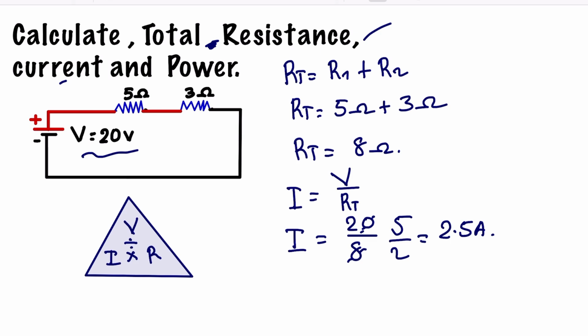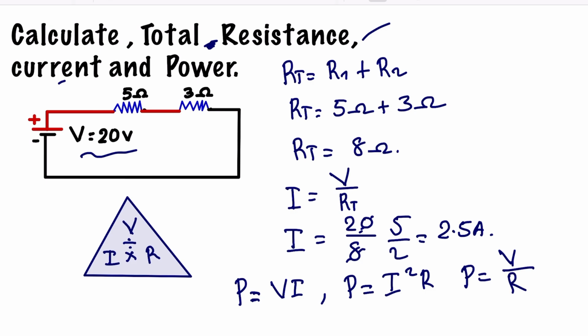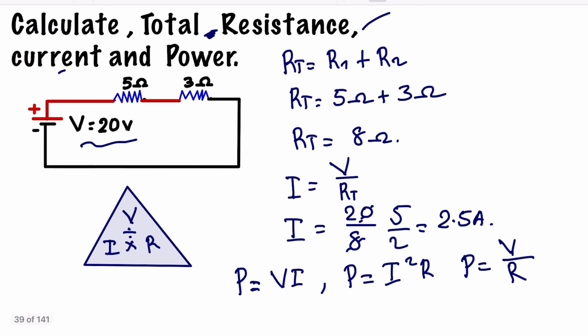We are done with the current. Our next question is to calculate the power, P. There are many formulas to calculate the power. At the end, your answer will be the same. You can use voltage times current. You can also use power equals I squared R. You can also use power equals voltage squared divided by resistance. At the end of the day, all of them will give you the same answer.